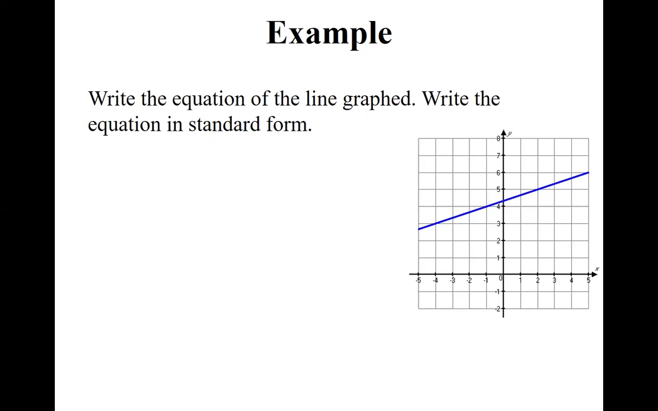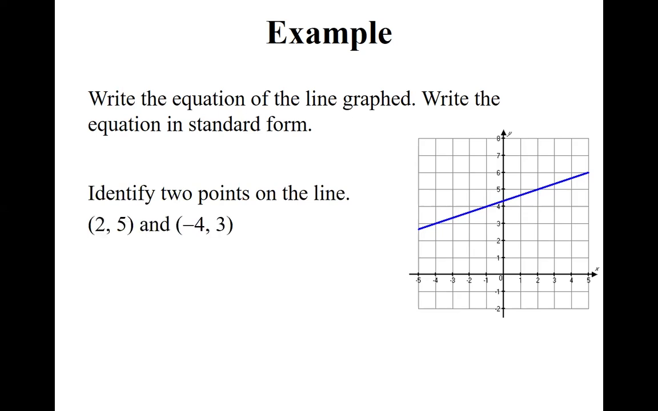Well, we need to identify 2 points on the line. It doesn't look like the y-intercept is going to be one of those points because it doesn't cross on one of the grid points. But I see 1, 2, 3, 4 places that do cross the grid exactly. We only need 2 of them. So let's look at (2, 5), which is right here, and (-4, 3), which is right here.